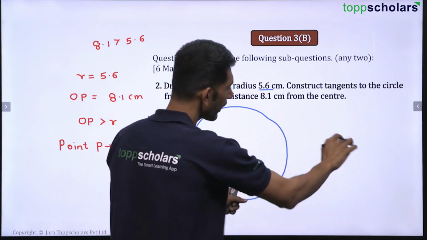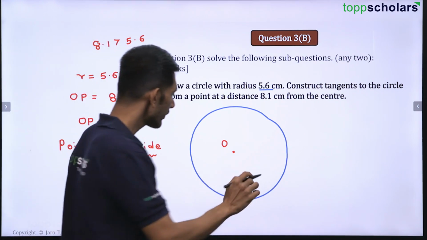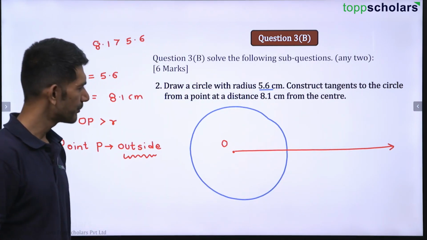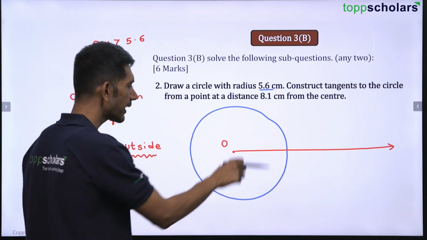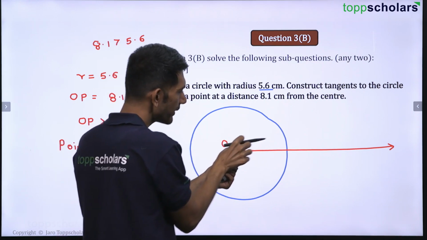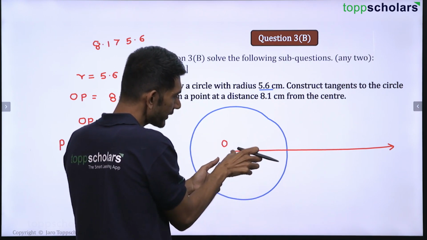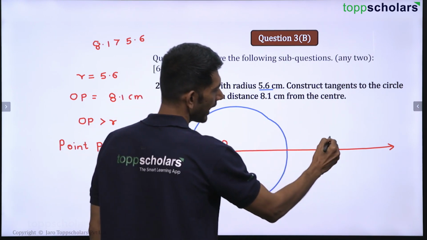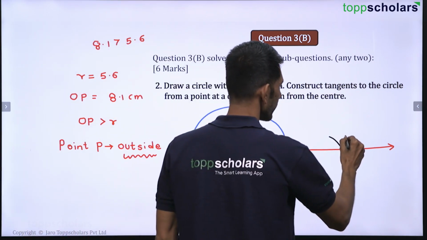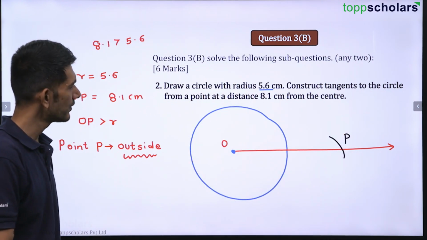So if I take a point P outside the circle, can I take it randomly? No. I need 8.1. So what you will do? Firstly, draw a straight line, random. Now place your compass pointer at O. Take the measurement of 8.1, compass pointer at O, pencil outside and cut an arc. So once you cut this arc, this point is point P. I hope this is clear.